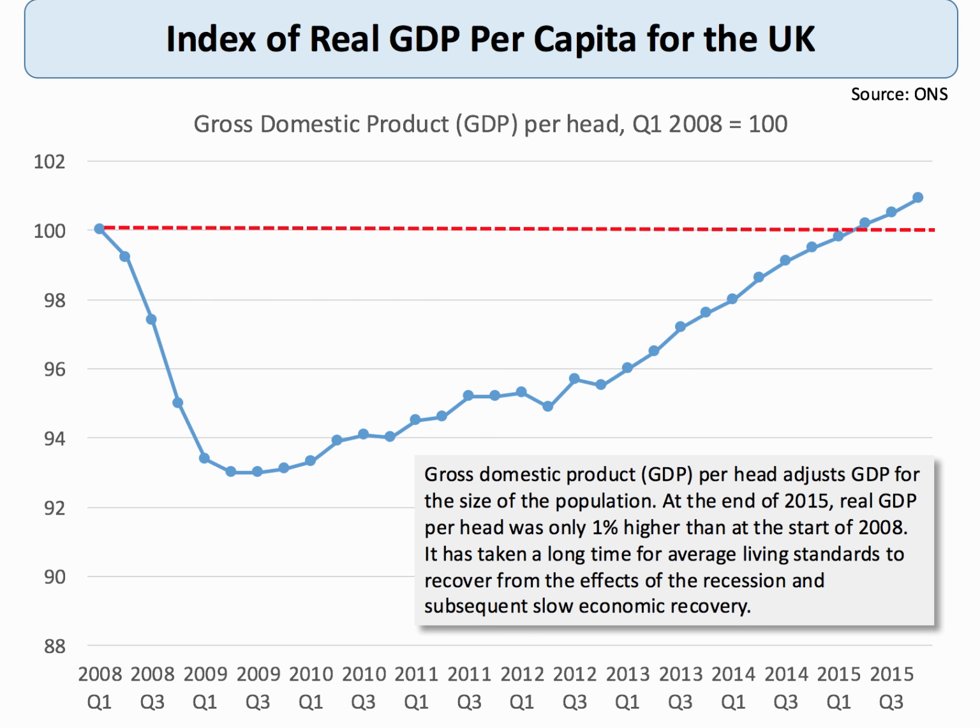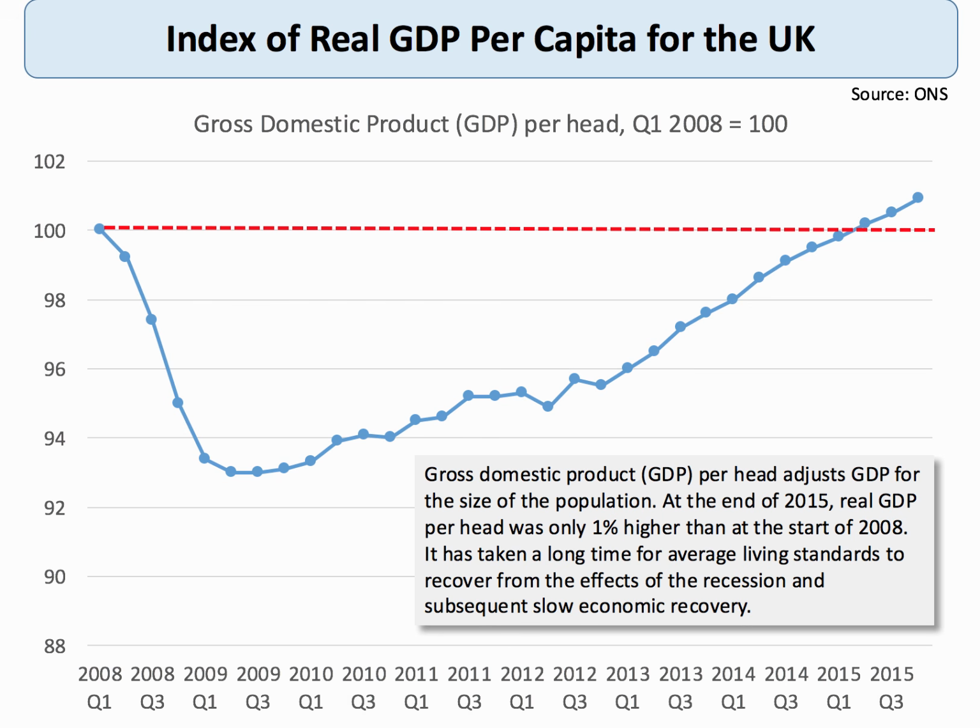You can see the impact of the recession on income per head in Britain, and it's taken a long time for GDP per head to climb back to the level seen just before the start of the last recession. Indeed, at the end of 2015, real GDP per head was only 1% above that 2008 level. So clearly there's a long way to go for living standards to improve significantly from where they were about 10 years ago.